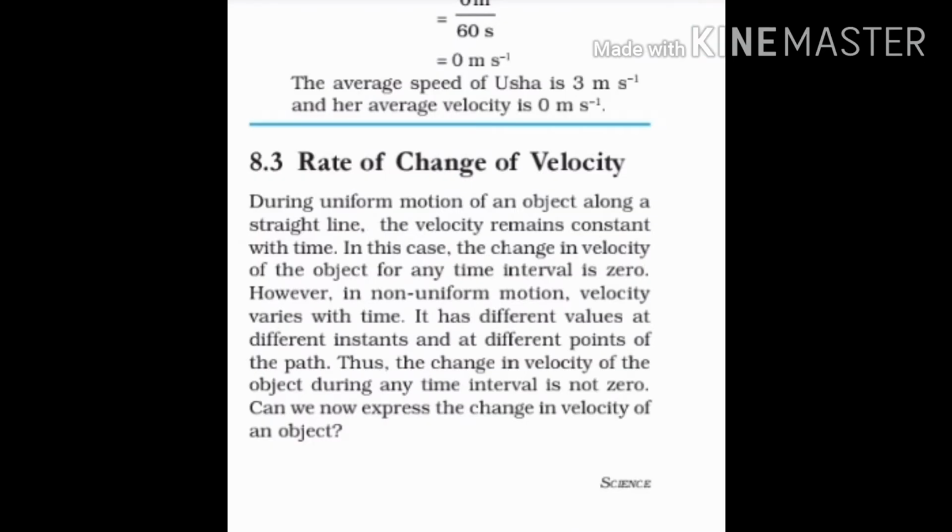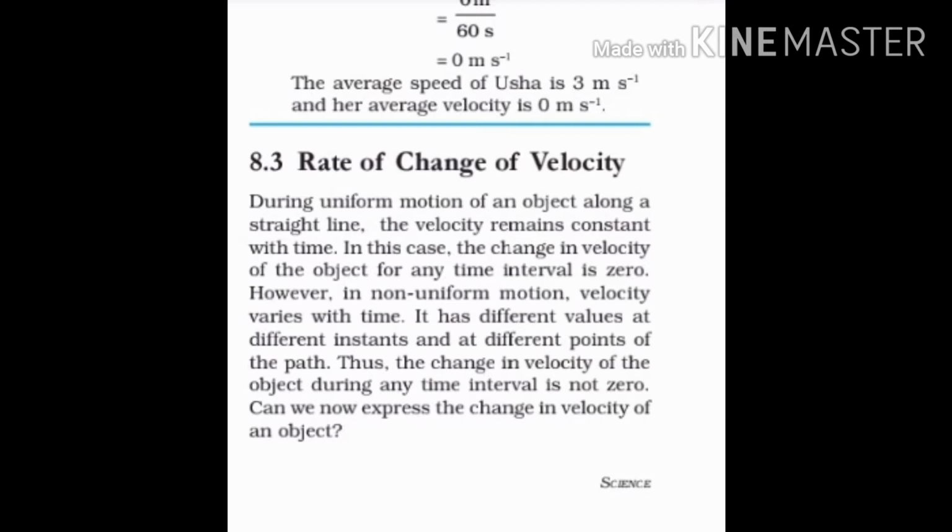The next topic is the rate of change of velocity. We have already seen in the previous video what speed and velocity indicate. Speed with specified direction is called velocity. Here it is written: during uniform motion of an object along a straight line, the velocity remains constant with time. In this case, the change in velocity of the object for any time interval is zero. However, in non-uniform motion, velocity varies with time. It has different values at different instants and at different points of the path. Thus, the change in velocity of the object during any time interval is not zero.